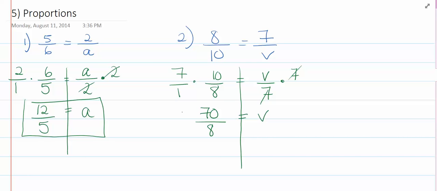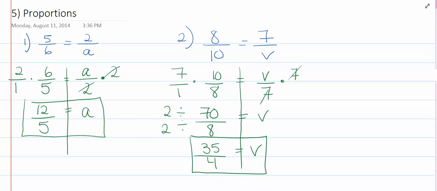And in this case, I actually am able to reduce it a little bit. I can divide both of them by 2. 70 divided by 2 is 35. 8 divided by 2 is 4. And there's my reduced improper fraction. And that's really all there is to it.